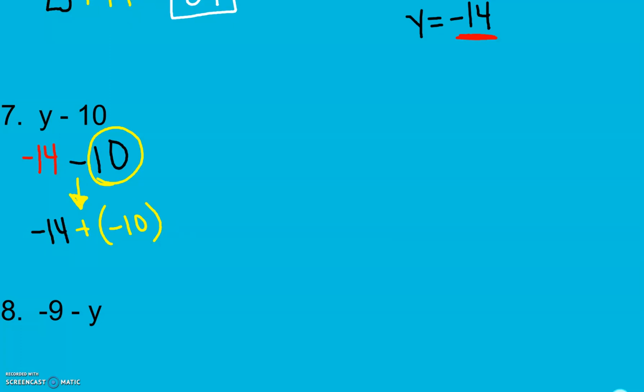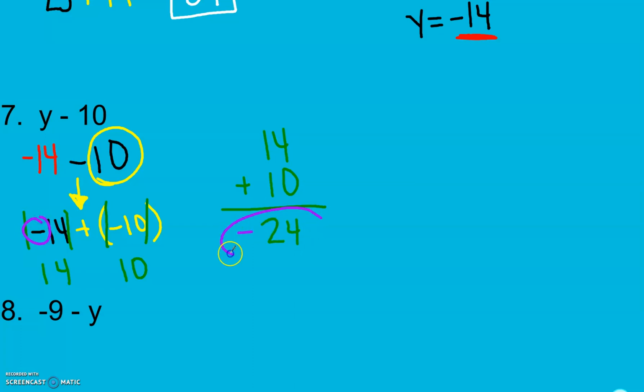Now, we take our absolute values, 14 and 10. They had the same sign, both negative, so we go ahead and add them, find the sum. Same sign means sum. And we give that common sign, or the sign of the bigger number. Either way, here it's a negative.